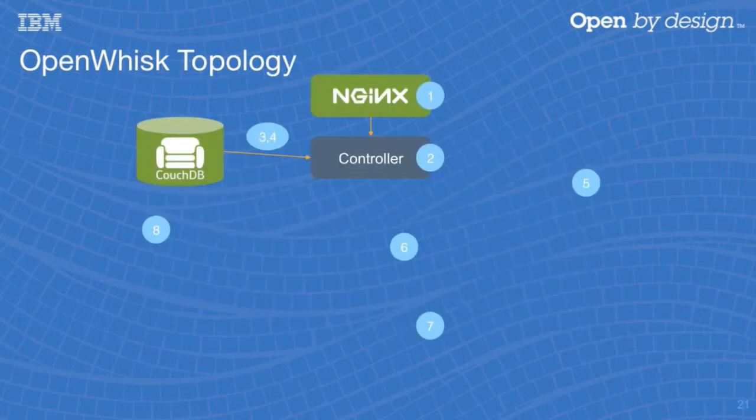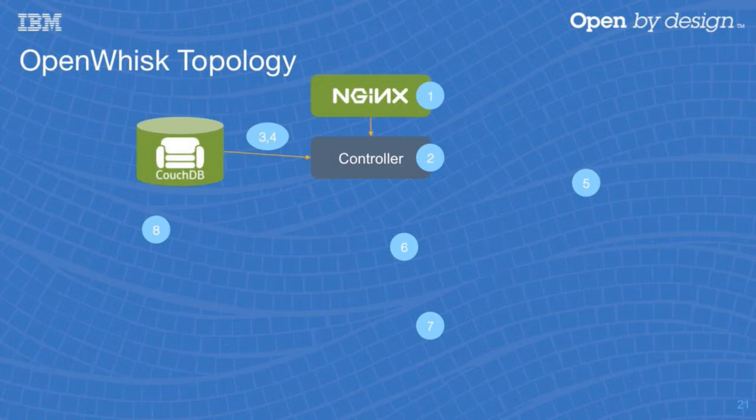OpenWhisk controller then goes to CouchDB in terms of figuring out: is the user who is trying to invoke an action authorized? And if he is authorized, what are the parameters he's passing, and what default parameters do we need to pass back to invoke the action.